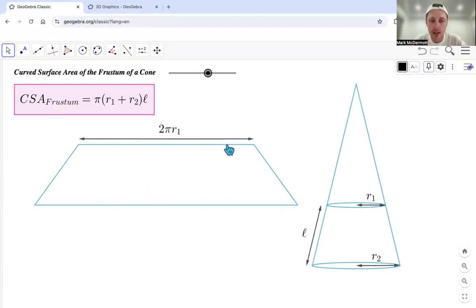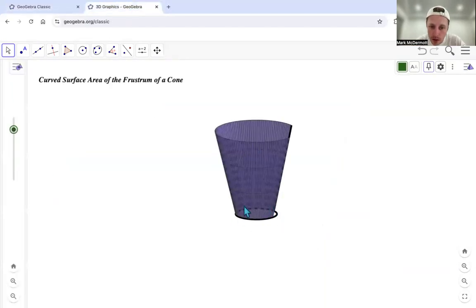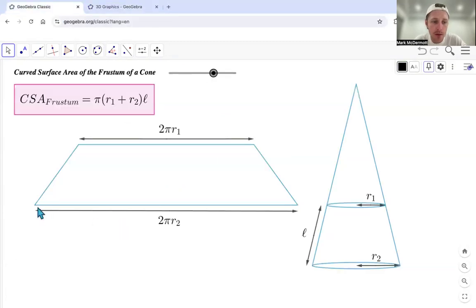If we come back over here, we can say a few things about this trapezium now. This length at the top is 2 pi multiplied by R1, which is the circumference of that smaller circle, because that gets wrapped around the frustum. That would be the circumference of this smaller part here. And similarly, the circumference of the larger circle would be 2 pi multiplied by R2. And what we just spoke about is that what was the slant height of the frustum now becomes the perpendicular height of this trapezoid.